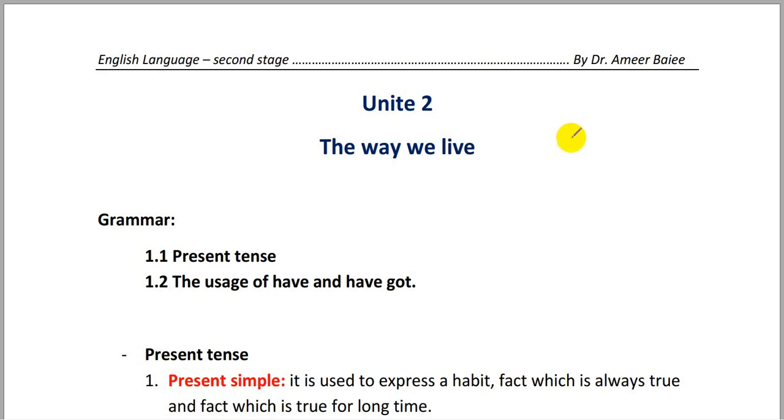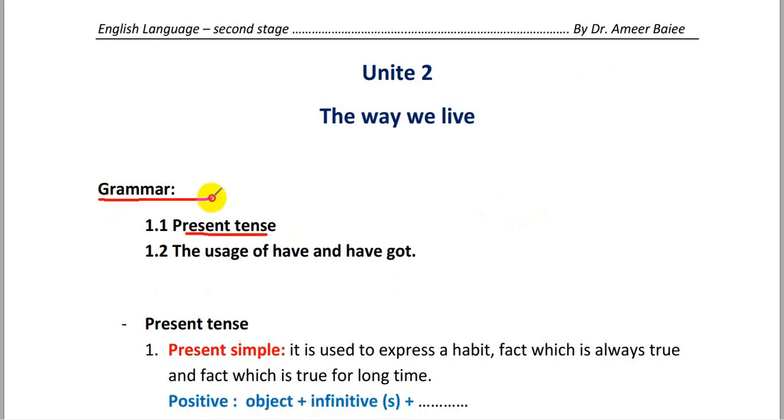This is the second lecture regarding the English language for second stage civil engineering department students. Unit 2, الوحدة الثانية, the way we live. This unit is devoted for present tense. هذه الوحدة مخصصة للزمن المضارع.